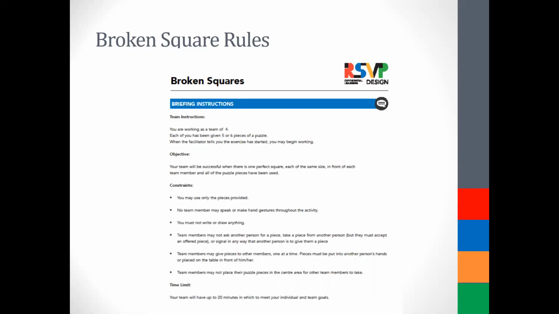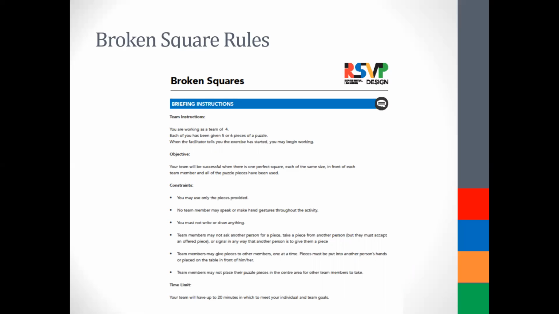There are some constraints, and it's important as a facilitator in this particular activity to make sure that people do follow these. The first is you may only use the pieces that you've been given. No team member may speak or make hand gestures throughout the activity. This is unusual, and it has to be done in complete silence. Again, it should become clear why that is later. You mustn't write or draw anything. And importantly, team members may not ask another person for a piece. They can't take a piece from another person, or signal in any other way that another person is to give them a piece.